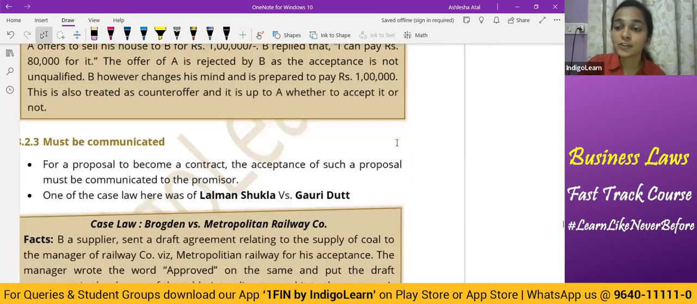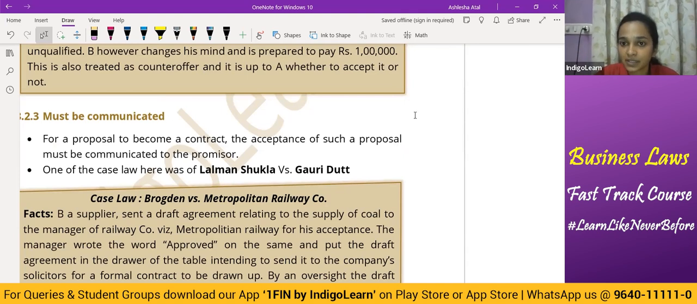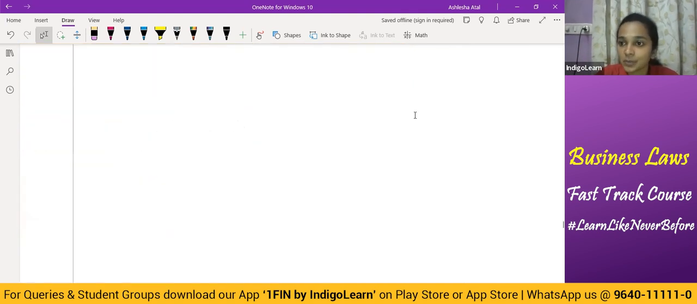The next essential element of acceptance is that acceptance must be communicated. See, if you are accepting an offer, you should also communicate about the acceptance. If acceptance is not communicated, how will the offerer come to know that you have accepted the offer? He is not going to get a dream that, okay, fine, the offer which I made has been accepted by the offeree and now the contract has come into existence. There's nothing such as telepathy which works here. You will have to communicate about your acceptance.